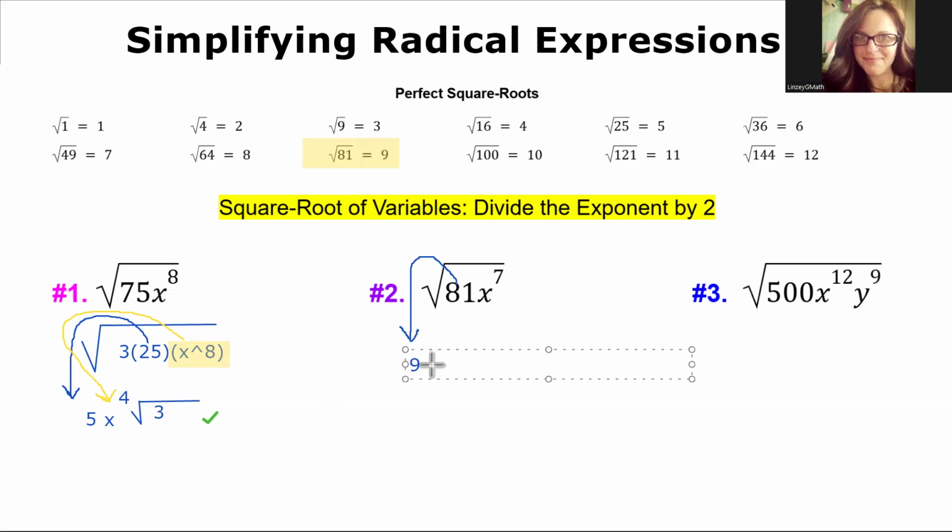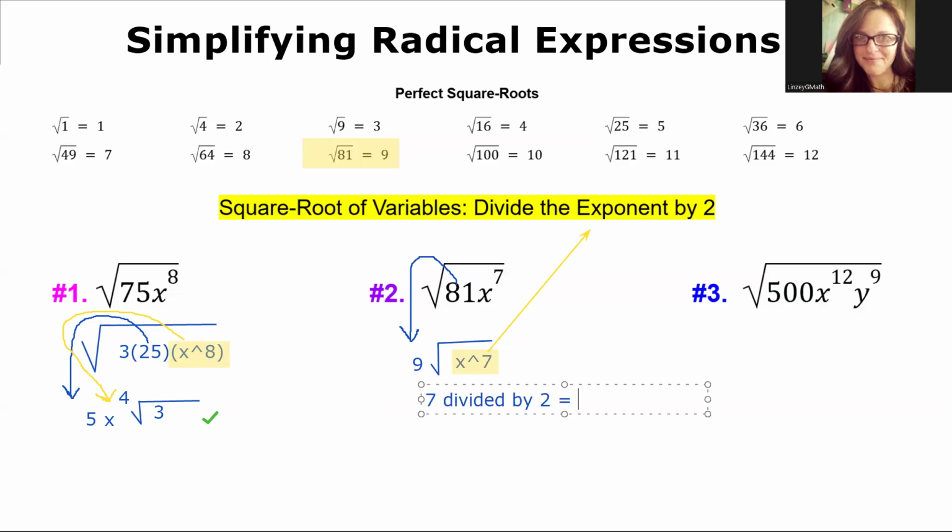Now let's take a look at the variable, x raised to the 7th power. To take the square root of a variable, we will divide the exponent by 2. But 7 divided by 2 doesn't go in evenly. 7 divided by 2 is equal to 3 remainder 1.